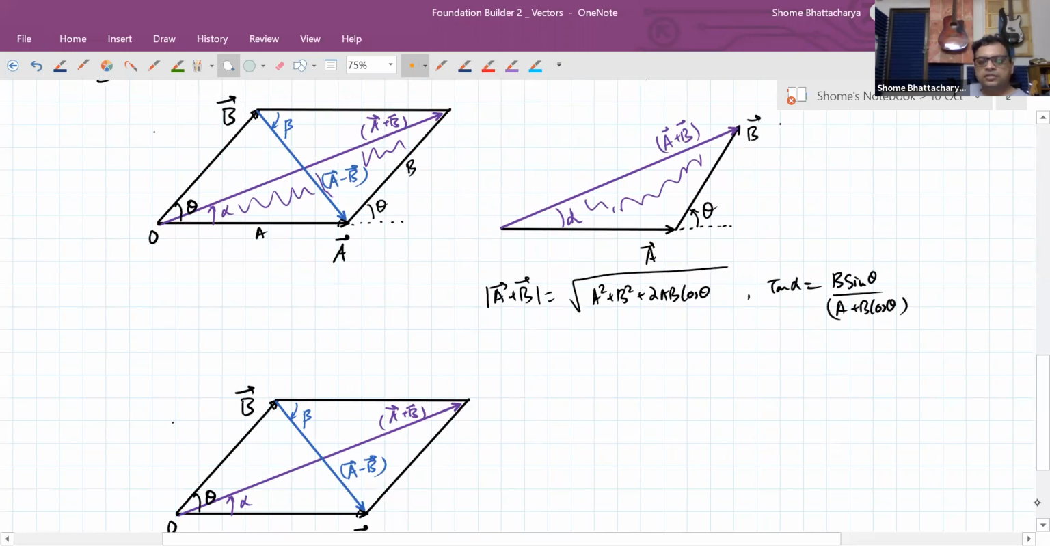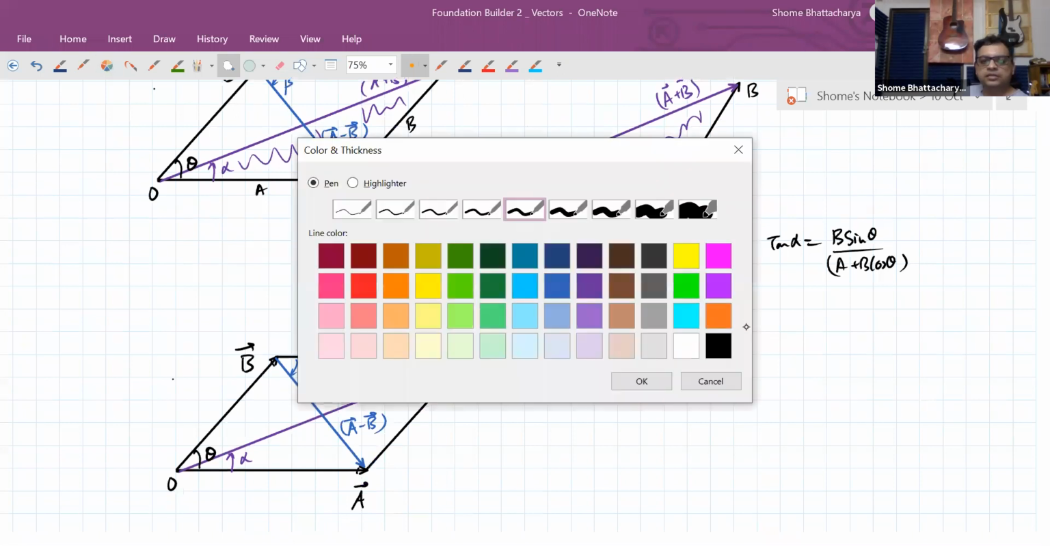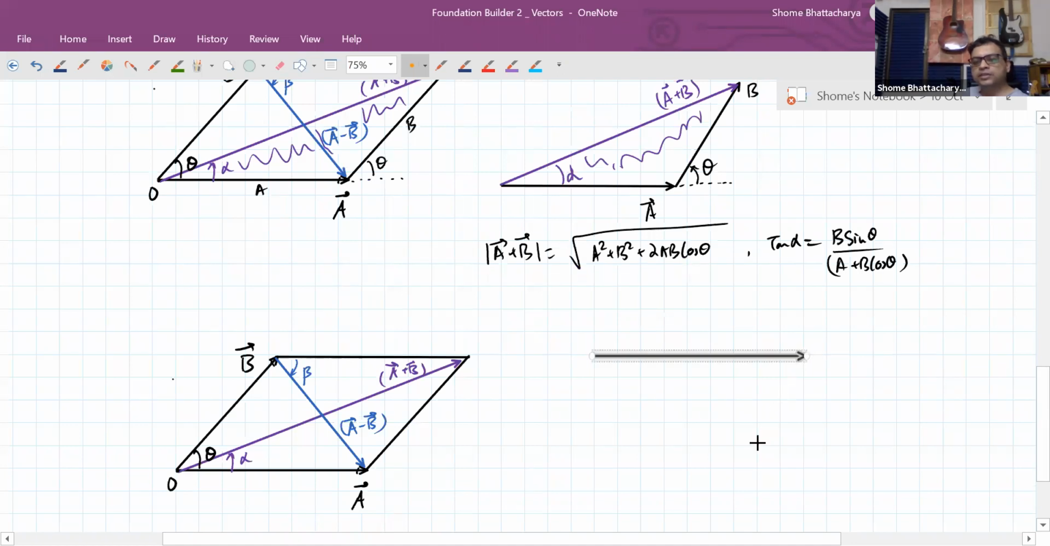Now if we were to construct the triangle to find the difference between a and b, remember what steps we would have done. We would have first constructed the vector a, and then from a's head we would have drawn the vector minus b. Instead of b we would have drawn the vector minus b. So this would have been the vector a, this angle being theta, this angle is 180 minus theta, and this would be the vector minus b.